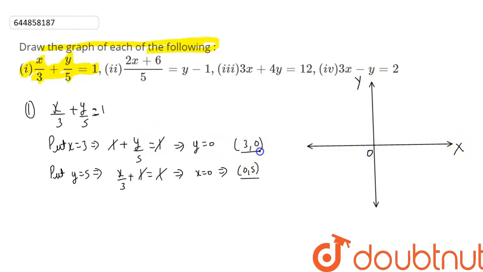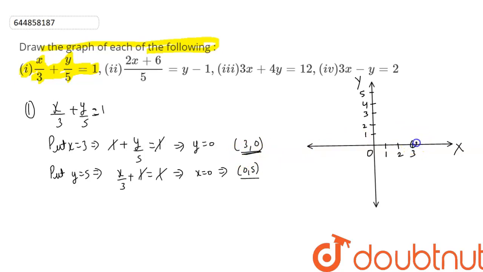Now here we have the 2 points. The first point is (3, 0). So let us mark them. So here we have (1, 0), (2, 0), (3, 0) like this. So here this is 1, 2, 3. And on the y-axis we have 0, 1, 2, 3, 4, 5. Now in the question they have given us one point as (3, 0).